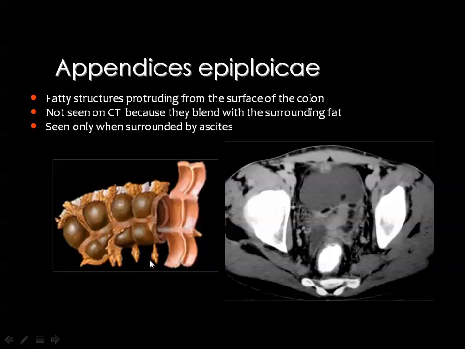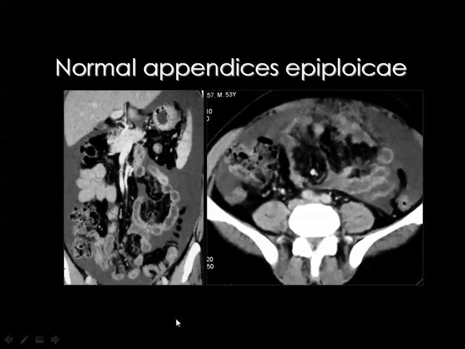These projections are freely mobile, and they have their own small blood supply, and they cannot be seen normally unless the patient has fluid in the peritoneal cavity. If you see ascites, and you see at the wall of the colon multiple fat-containing projections arising from the colonic wall, this is also a good presentation of appendices epiploicae.